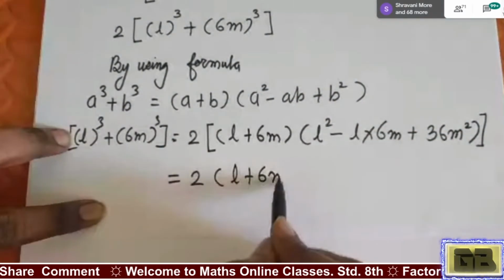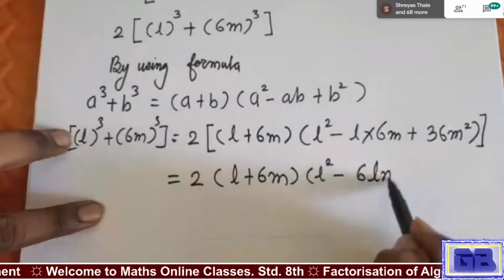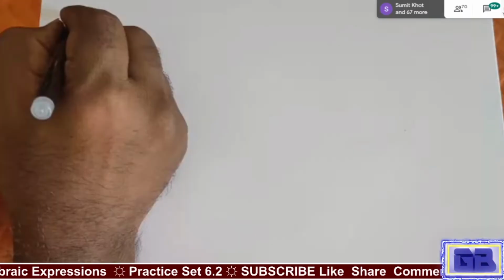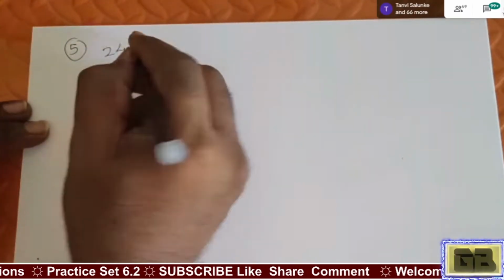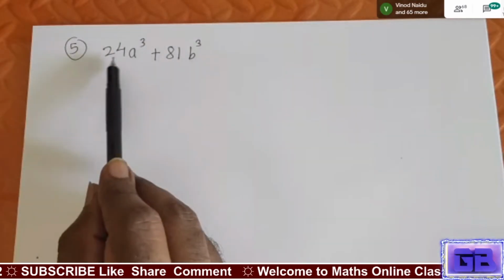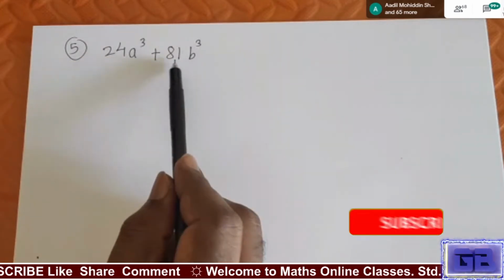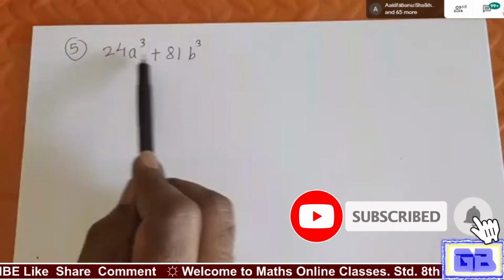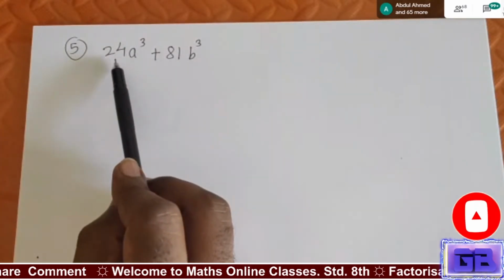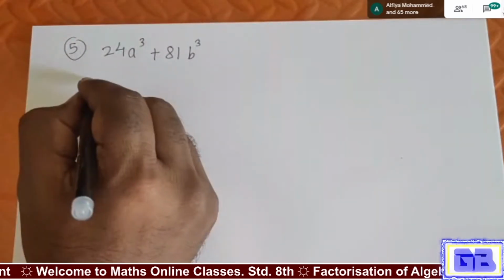l plus 6m, l square minus 6lm plus 36m square, bracket close. Fifth sum, 24a cube plus 81b cube. We know that 24 is not a perfect cube of any number, and here 81 is there. It means we can't take 2 as a common, but we can take 3 as a common from both the numbers. Therefore, take 3 outside.